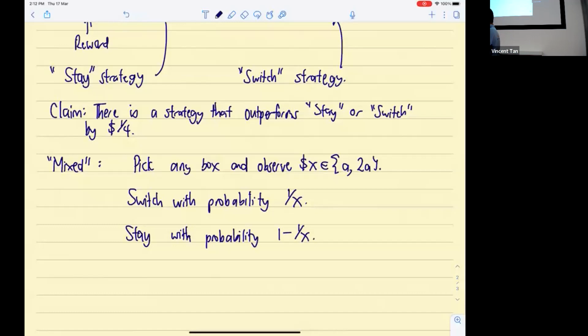What's the intuition here? Why is this a reasonable rule? Let's look at the second line. Stay with probability 80%. If the box that I opened first has $100, a lot of money, I will stay with probability 99%. I'm pretty happy. And I'll switch with a very small probability because there may be $200 on the other side. Do you understand this strategy?